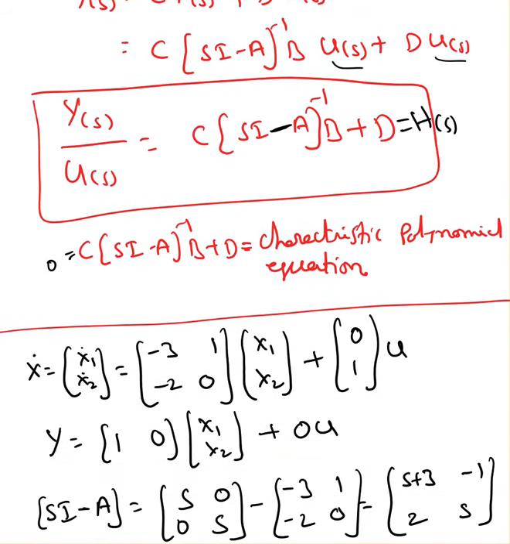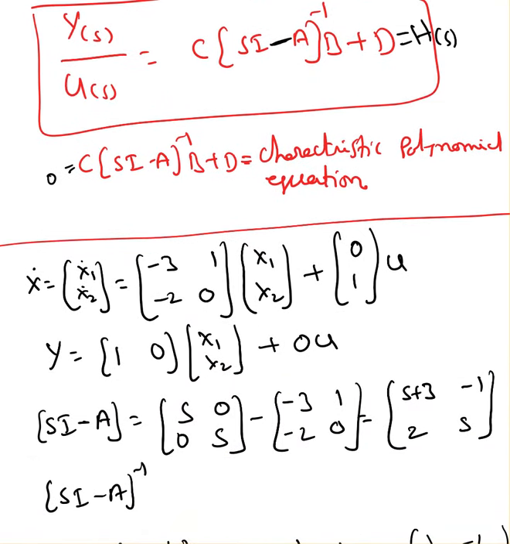Now I'm going to solve a simple example here. The state equation and output equation are given. X dot equals [-3 1; -2 0] x plus B u, so that's the A matrix, the B matrix is [0; 1], the C matrix is [1 0], and the D matrix is 0, nothing is given.